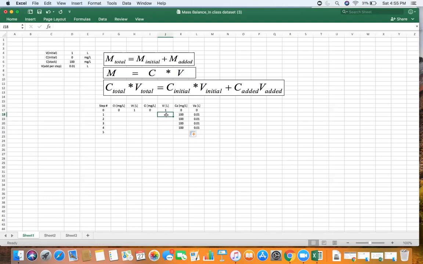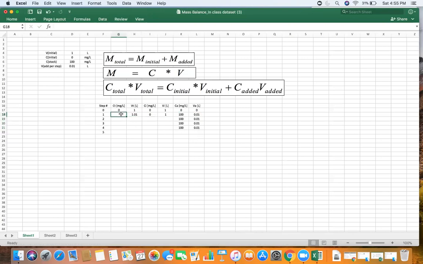Volume initial is the previous volume total. Concentration initial is the previous concentration total, which is just 0. And then volume total equals your volume initial plus your volume added.